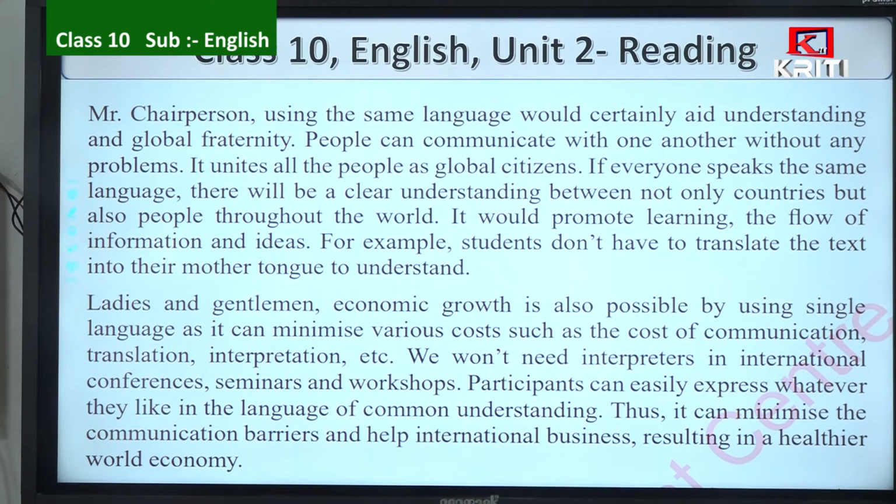He further says, ladies and gentlemen, economic growth is also possible by using single language, as it can minimize various costs, such as cost of communication, translation, interpretation, etc. We won't need interpreters in international conferences, seminars, and workshops. Participants can easily express whatever they like in the language of common understanding, thus it can minimize the communication barriers and help international business, resulting in a healthier world economy.